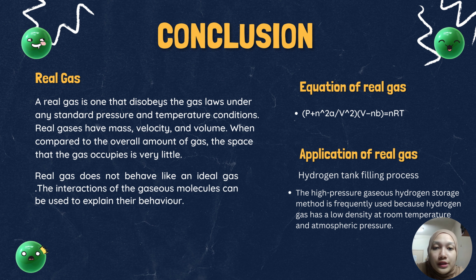For the equation of real gas, the equation is (P + n²a/V²)(V − nb) = nRT. For the application of real gas, as we discussed, the application is the hydrogen tank filling process. This process refers to the high pressure gaseous hydrogen storage method that is frequently used because the hydrogen gas has a low density at room temperature and also at atmospheric pressure.